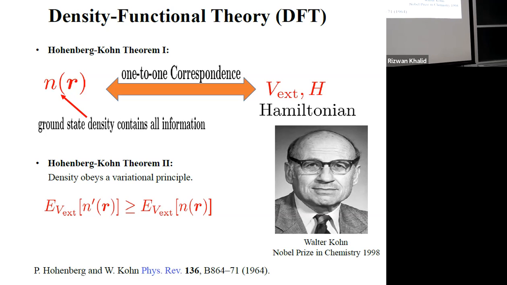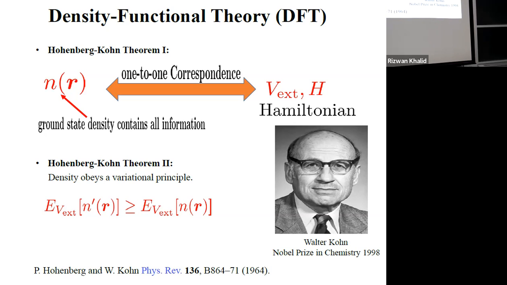And the second theorem says the energy is a functional of density, because like all observables, energy is one of the observables and the most important observables. Energy is minimum if you use the actual ground state density. This relation, the second Hohenberg-Kohn theorem, gives you the recipe how you could work with DFT.